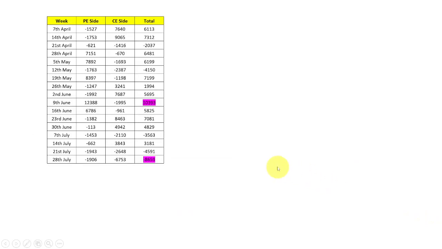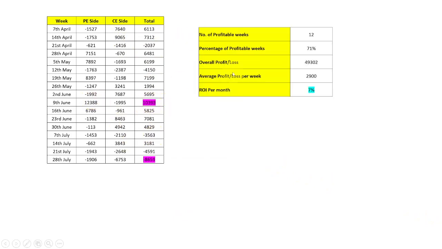Now let's get into the summary. You can see this is the 17-week summary that I have given. In this you can see we made a maximum profit of 10,000 on 9th June. I'll show you the overall summary. Out of the 17 weeks, in 12 weeks we were profitable, so it comes to 71% profitable weeks, and the overall profit is about 49,000. The average profit per week is almost 3,000, 2,900 to be exact, and the return on investment per month is 7%.